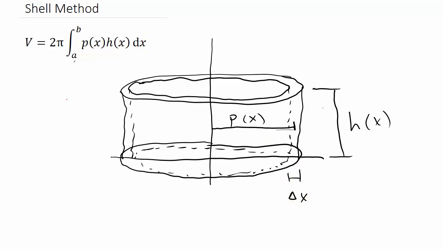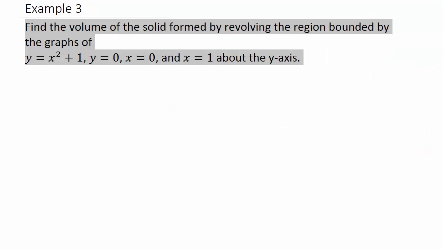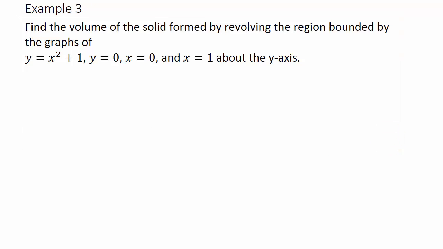Okay, so let's go ahead and look at this third example here. Now, it says find the volume of the solid formed by revolving the region bounded by the graphs of y equals x squared plus 1, y equals 0, x equals 0, and x equals 1 about the y-axis. Alright, so first thing, let's draw a picture of this.